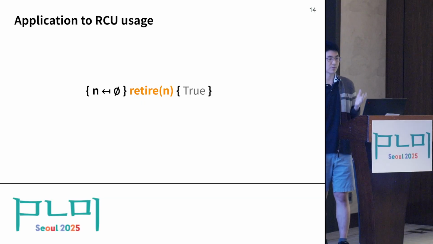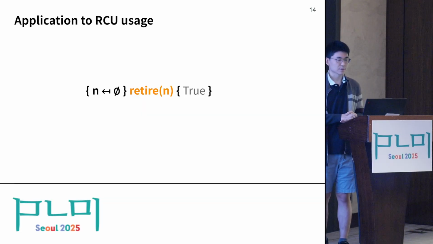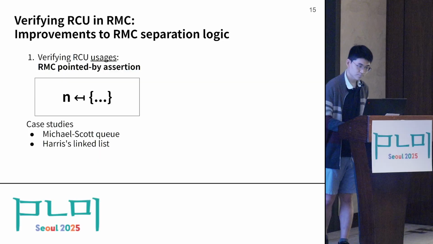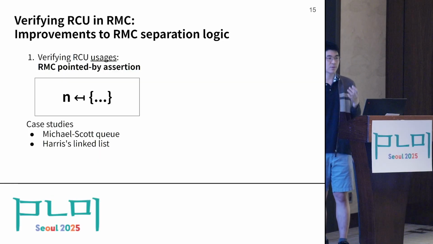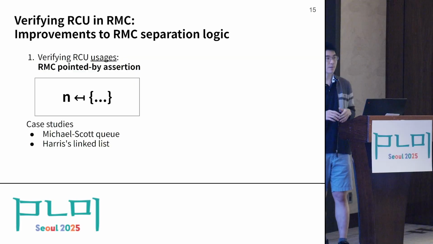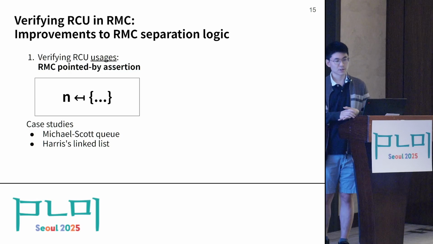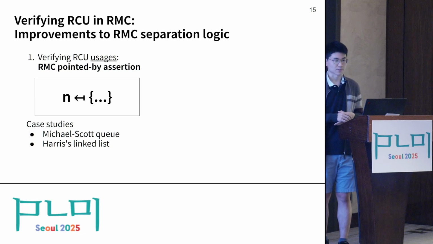Then how does this apply to RCU? Well, it's basically the same as the SC version. That is, we use the same proof rule as for the retire function, except that it uses the RMC pointed by assertion under the hood. So that's how we adapted the pointed by assertion to RMC and how we verify the RCU usages. Using this, we verified some lock-free data structures that use RCU, including the fixed version of the queue that appeared in the bug report we saw at the start.